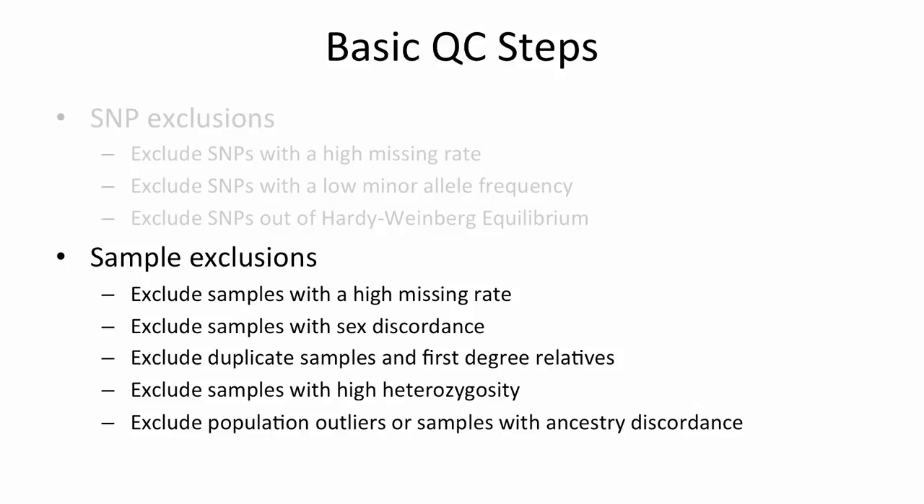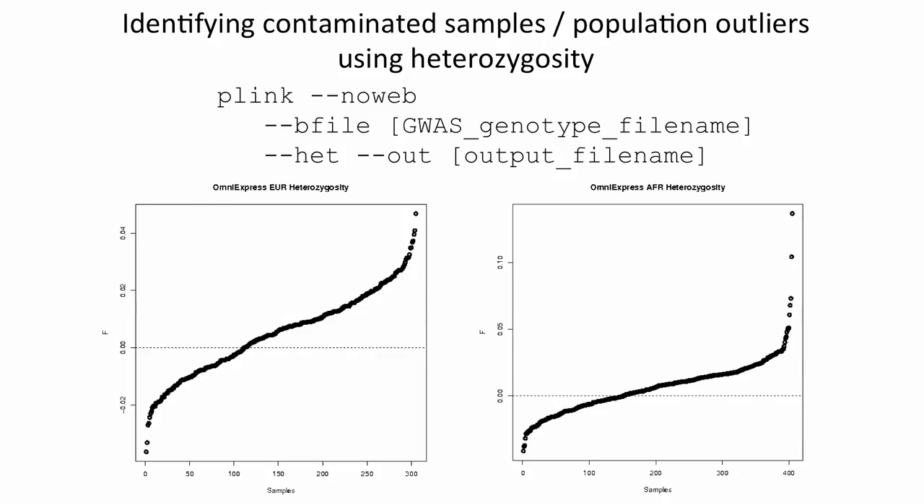Finally, we'll plot the sample heterozygosity rate, or the fraction of SNPs that are heterozygous genome-wide. This is also very good at identifying contaminated samples, as they'll show up as outliers. So here are the results. Here we've plotted the inbreeding coefficient F on the y-axis for each sample, and we've ranked the samples from lowest to highest. The most important thing to note here is that because F depends on Hardy-Weinberg expectations for heterozygote proportions, it's population specific. So we've calculated F separately for the European and African samples.